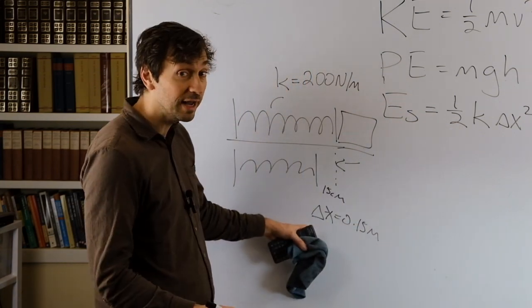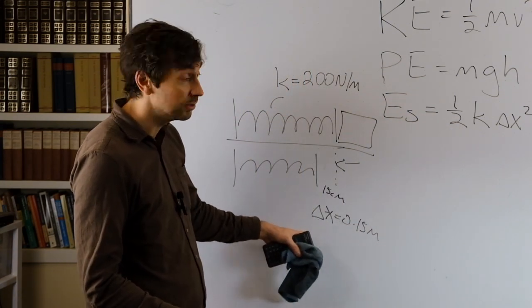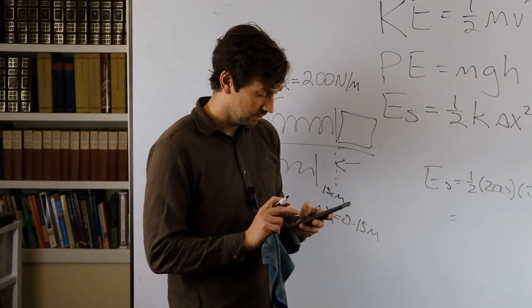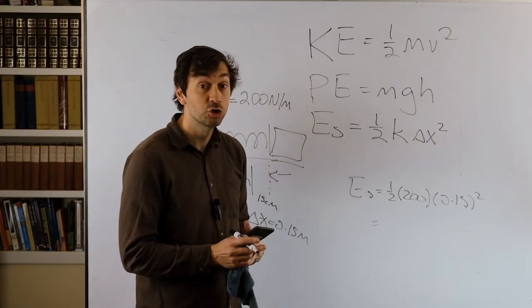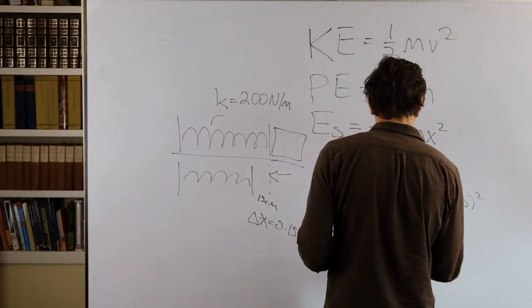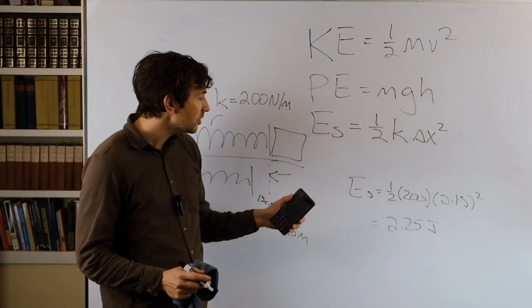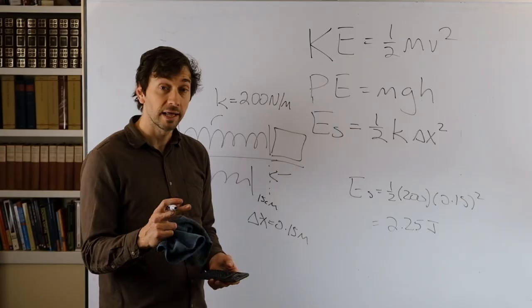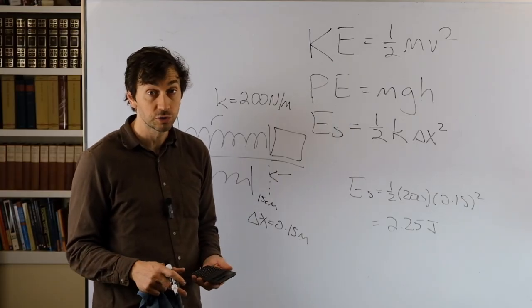So to calculate the spring energy, I'm going to put these numbers into that formula. 2.25 joules. So that is quite a bit less than the amount of energy that was in the first two examples. Just 2 joules, 2 and a bit joules.